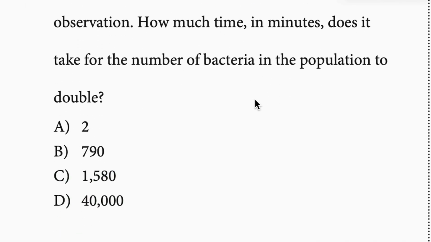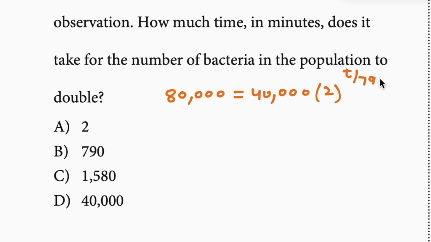Now, because I'm explaining this to you, let's say double is 80,000, that is the double of 40,000, is equal to... I'll just write certain steps, but what is expected, I'll tell you in between. So if you divide by 40,000 on both sides, that will become 2 is equal to 2 raised to power t over 790.